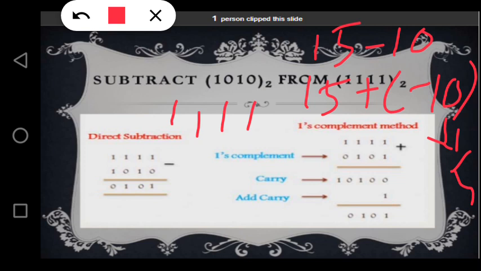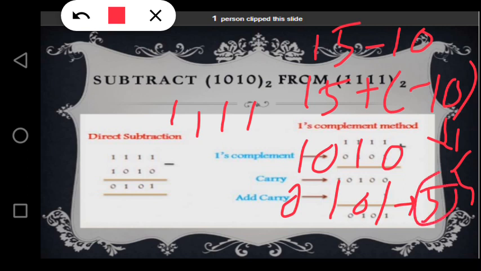By this time you should get that the complement of 10 is equal to 5. Can you guess how the complement of 10 would be 5? Because the maximum 4-digit number is 15, and 15 minus 10 is nothing but the complement of 10, that is 5. Or you can say that the complement of 1010, you can verify this, is 0101. That is 5. Right? So 0101.